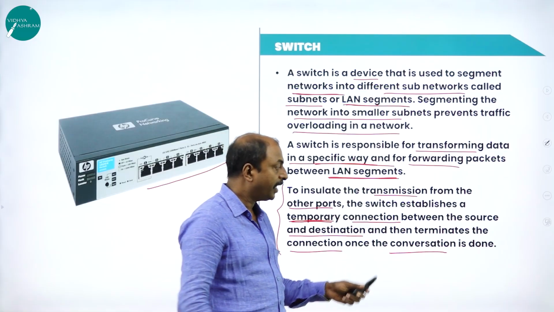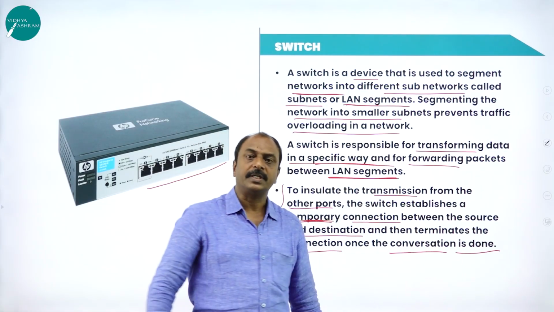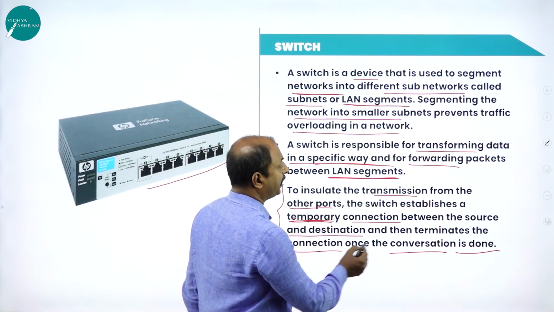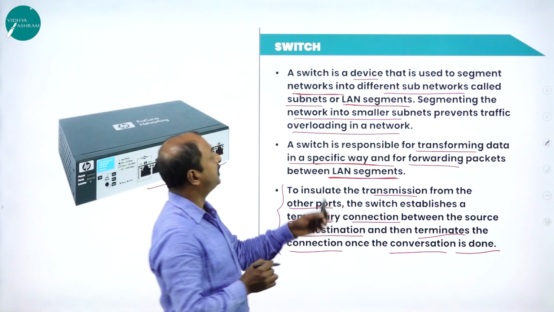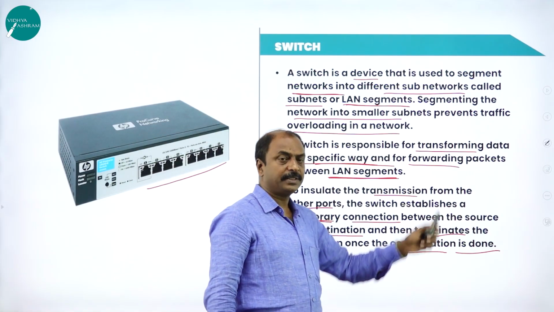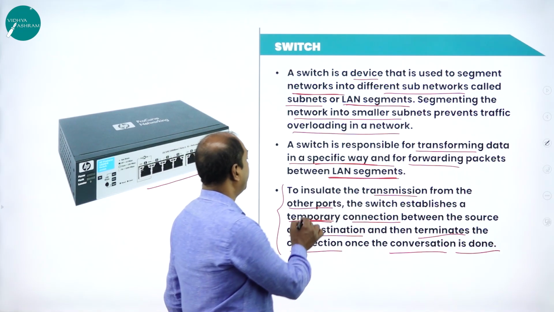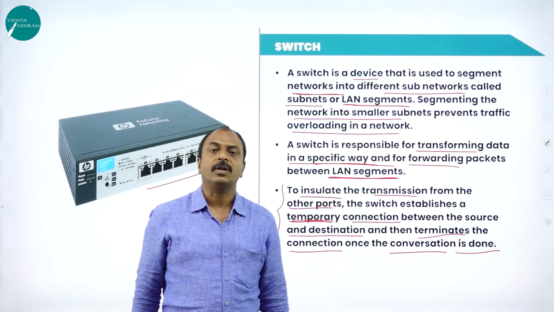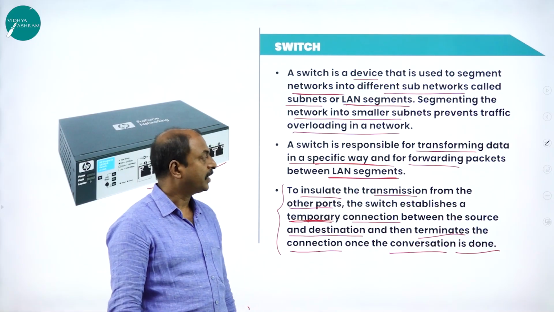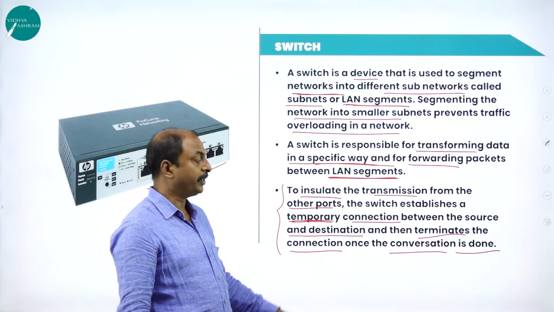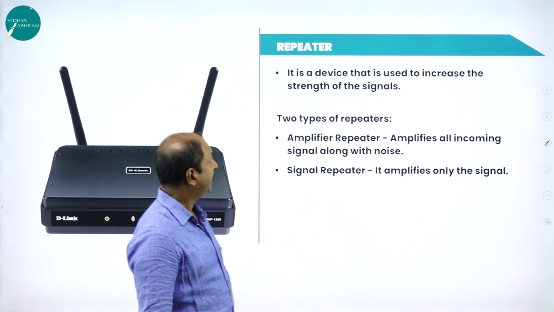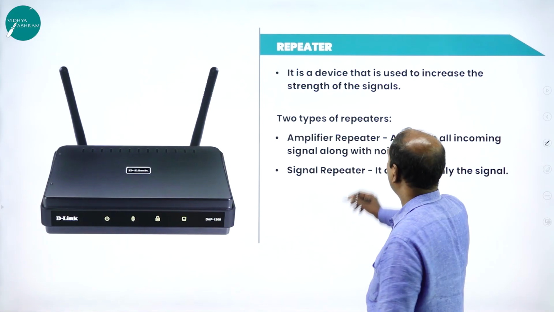And once the data communication has been done, once the transmission is completed, it is going to terminate the connection. So a switch is a device used to transfer the data between two LAN segments by creating a separate, insulated, logical path between host and destination. And once the transmission of data is completed, it is going to terminate the connection. This is the network device, the switch. In the next slide, we will see another network device called a repeater.